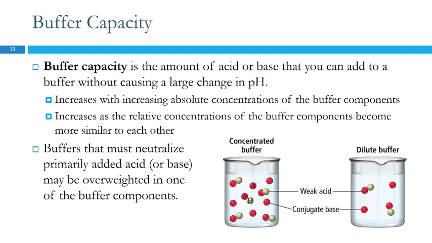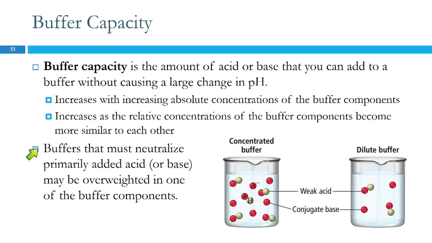So the buffer capacity is how much of an acid or a base you can add to the buffer without causing a large increase in pH. The capacity will get larger if you have larger concentrations of the buffer components, because there's more acid and more base to absorb whatever is added. The buffer capacity also increases as the concentrations of the acid and the base are closer to each other. If one is 9 times bigger than the other, that's not going to have as good a capacity as if they're equal to each other.